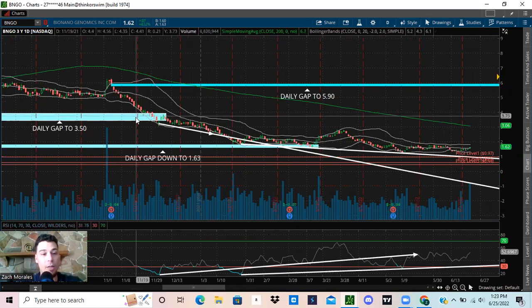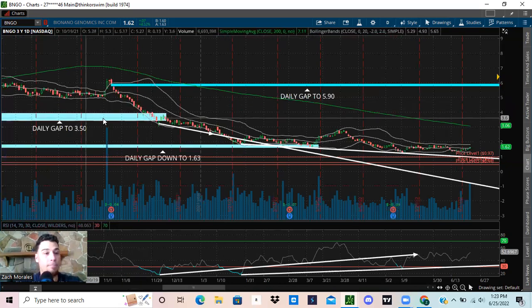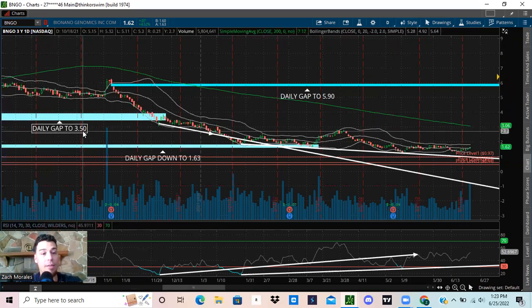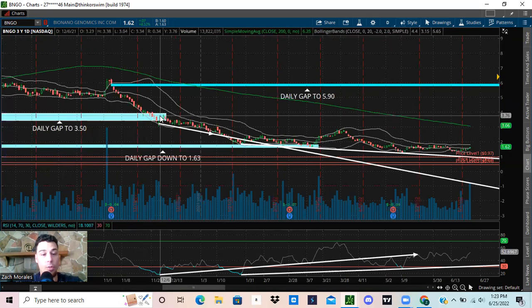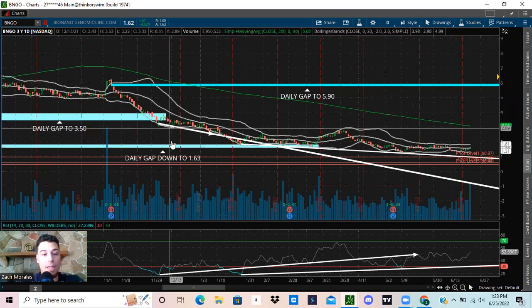Eventually, we come down and we fill this gap in November, and that's when people really started to notice a crunch in the market and feel a lot of pain in the market. It was in November, right? BNGO filled its first daily gap down to 3.50. Filled that no problem. And then we had this gap down to 1.63. And I said, man, BNGO is at a very discounted rate right now at 3.50, but I'm really worried about this gap down to 1.63.